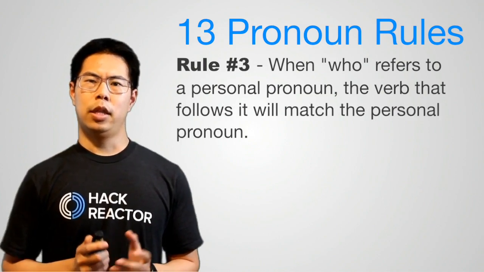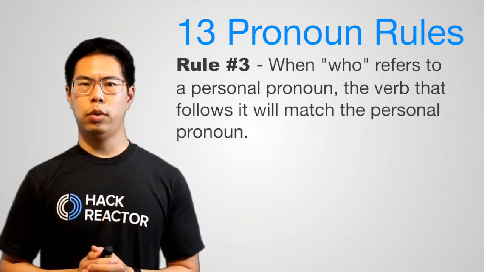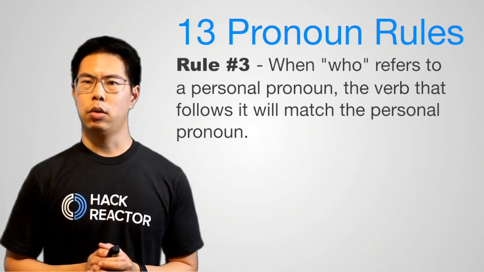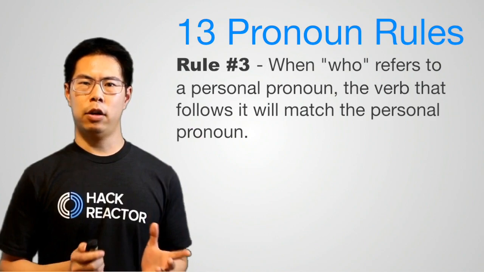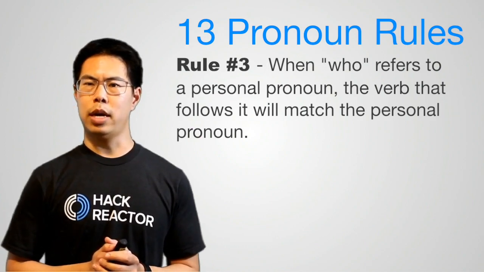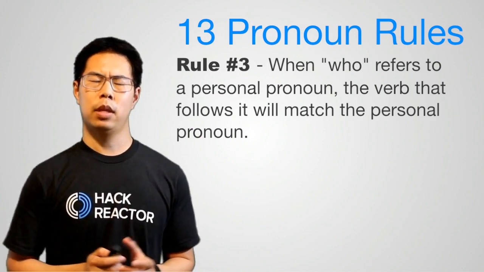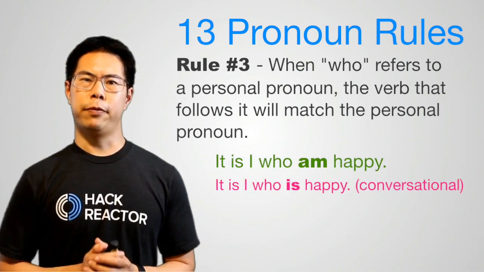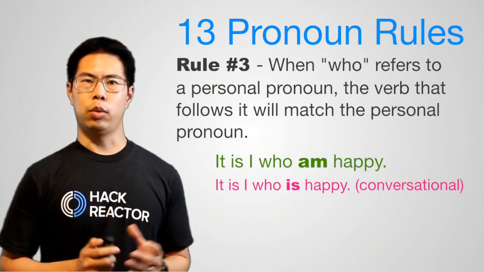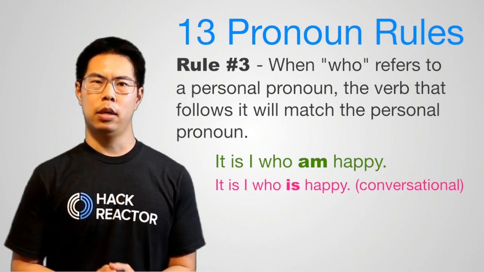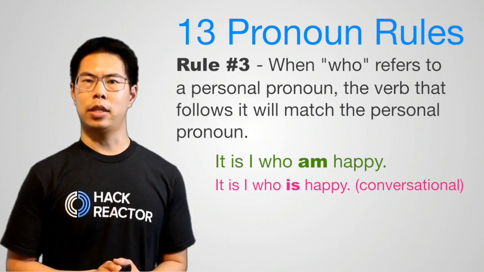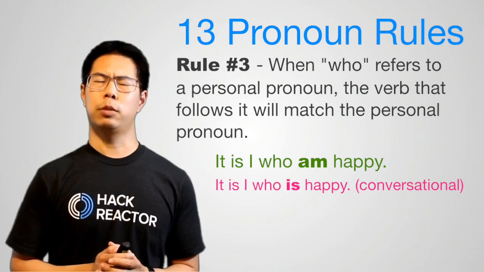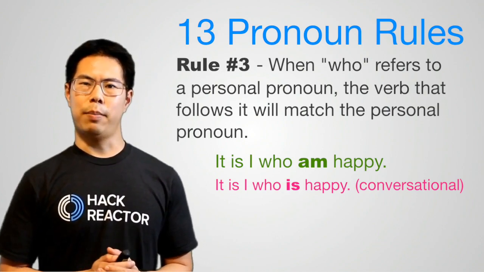Rule number 3. This one is kind of tricky. When who refers to a personal pronoun such as I, you, he, she, we, or they, the verb that follows it will match the personal pronoun. Here are some examples. We would say, it is I who am happy, since who refers to the personal pronoun I, and we would say I am happy. So it would be technically incorrect to say, it is I who is happy, even though many people use that in casual spoken English.